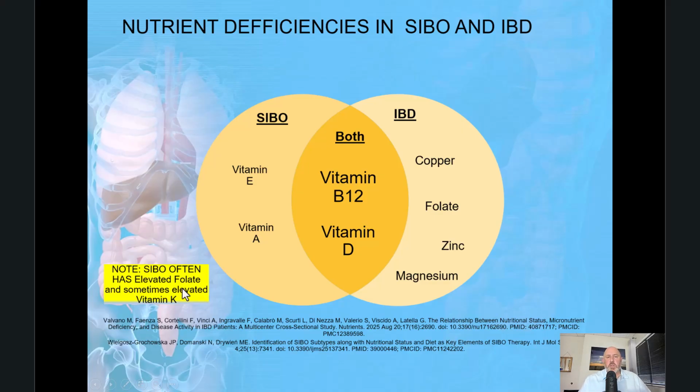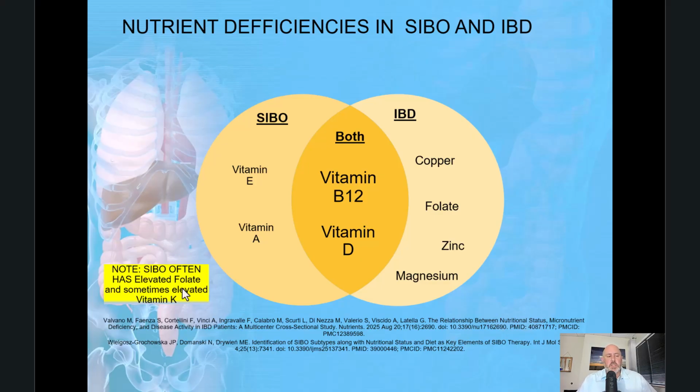There are nutrient deficiencies that appear in both SIBO and IBD. In IBD, the deficiencies are more created by loss of minerals. SIBO is more related to fat-soluble nutrient deficiencies due to bile acid malabsorption. Both will have vitamin B12 deficiencies and vitamin D deficiencies. So imagine having both of these conditions, you're high risk for multiple nutrient deficiencies.